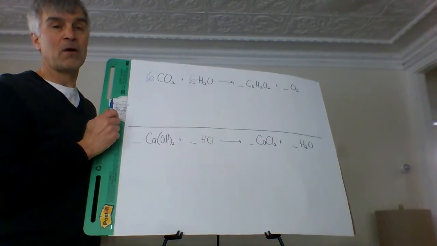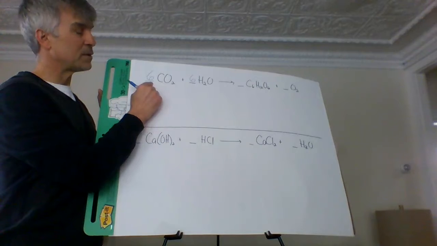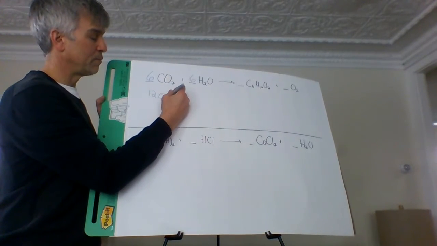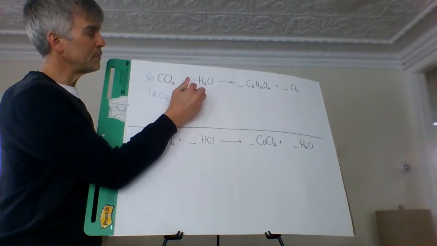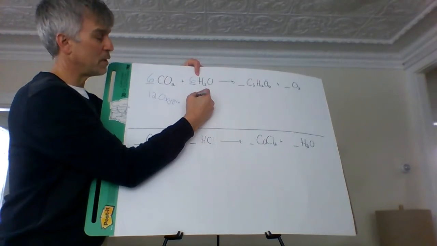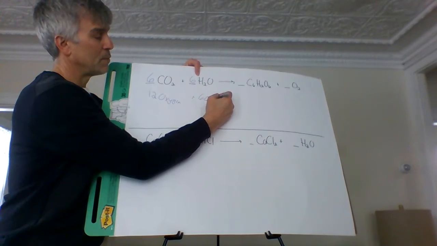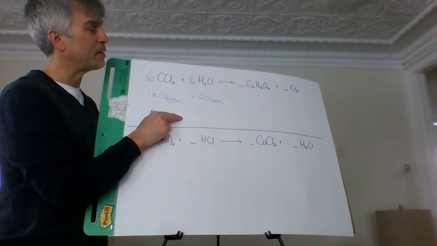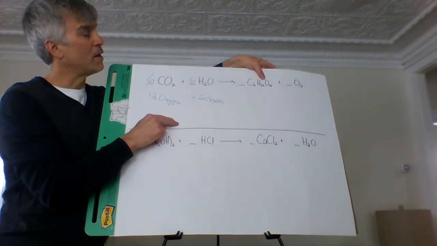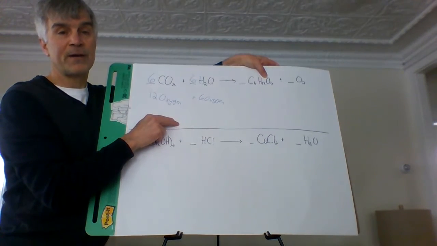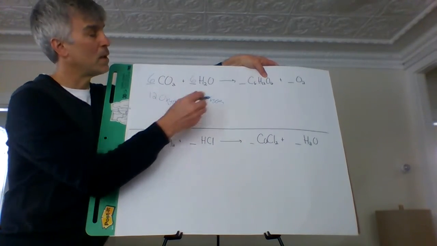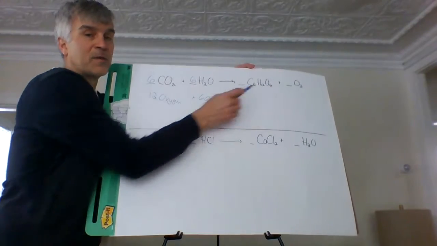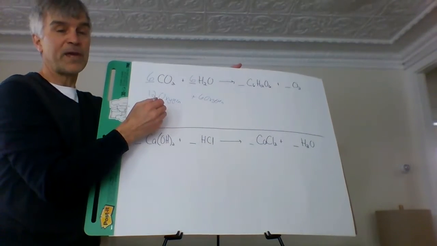Now let's look at the oxygens. So 6 CO2 molecules is a total of 12 oxygens. 6 H2Os is a total of 6 oxygens. All right, so in the reactants, I have a total of 18 oxygen atoms. And if I look over here, I've got 6 oxygen atoms in this glucose molecule, and O2 adds 2 more. So I've got a total of 8 oxygens in the products. I need a total of 18.